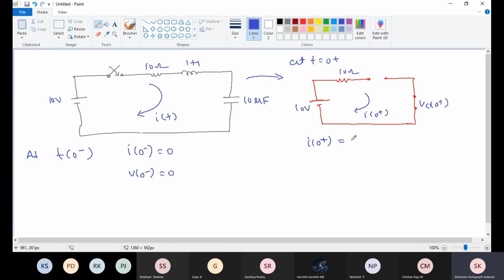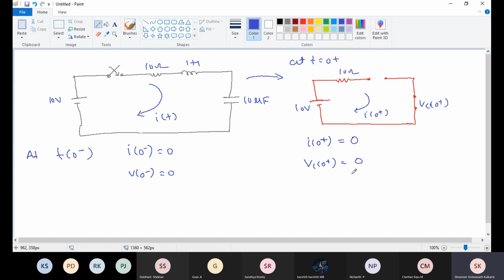No, right? Open circuit. So I(0+) is 0. Then Vc(0+). Always remember, we are going to calculate the voltage across the capacitor and the current through the inductor. I(0+) is 0, Vc(0+) is a short circuit, 0. At t = 0-, the initial condition is 0, and at t = 0+ also I(0+) is 0, Vc(0+) is 0.